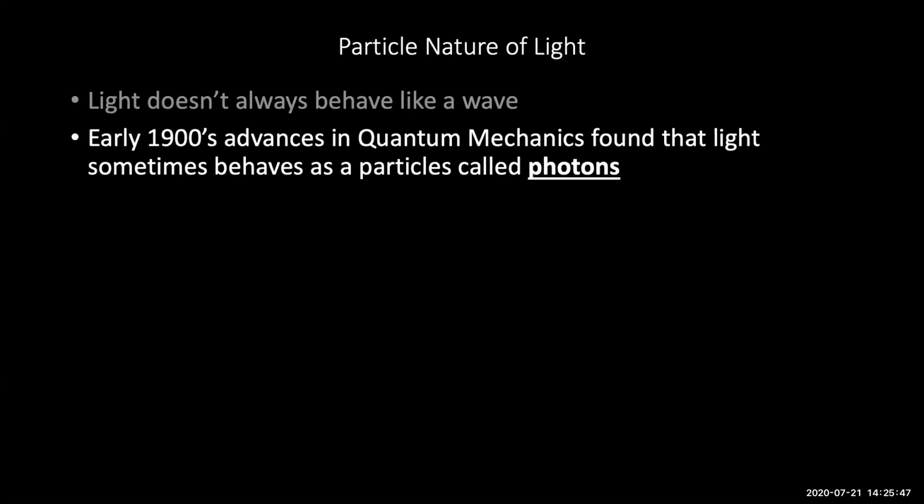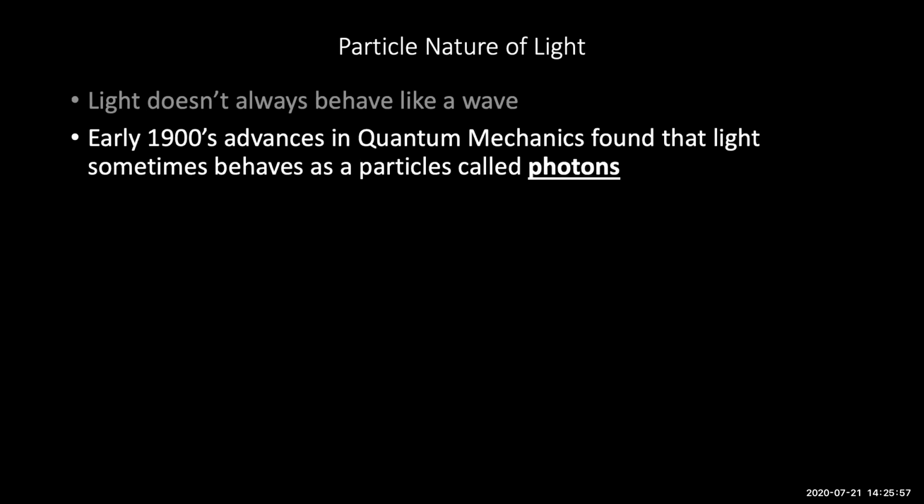So we need to first talk about light again. So far we've been treating light like a wave. And that's true, light does behave like a wave, but not always. So in the early 1900s, through the study of quantum mechanics, we actually found out that sometimes light behaves like a particle called a photon.